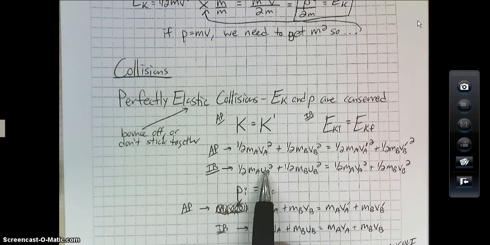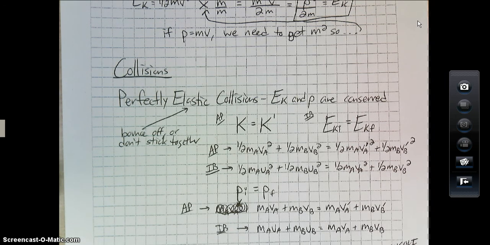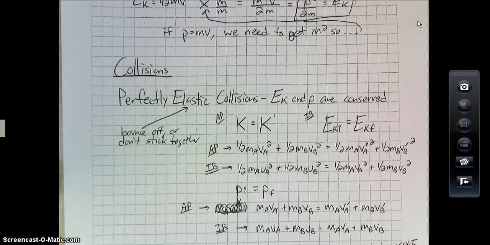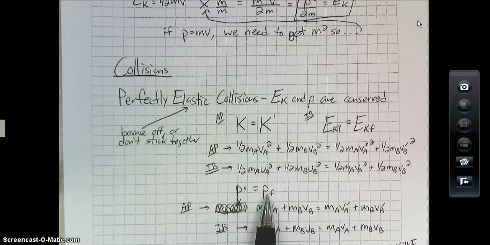For IB, they use U for the initial velocity and V for the finals. Again, it doesn't make a difference. The other part about perfectly elastic collisions is that the momentums are the same. So again, you'll see that I have mv of A plus mv of B has to equal mv of A prime in the end, and mv of B prime in the end. Again, we're just accounting for the initial and final momentums being the same.